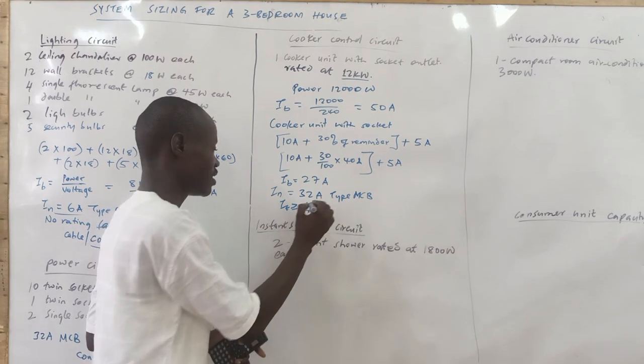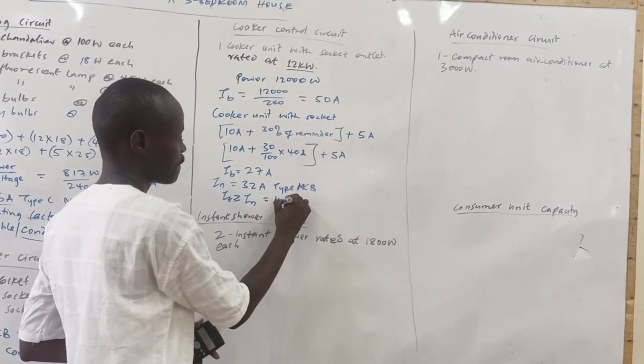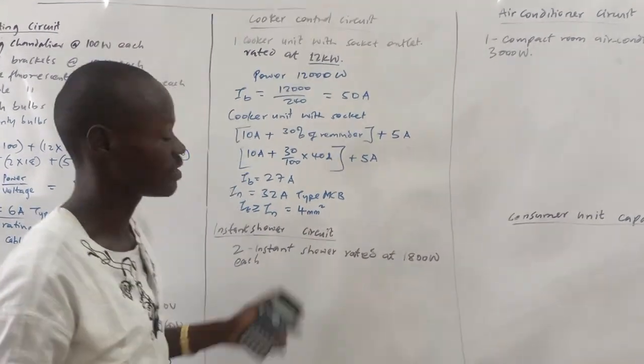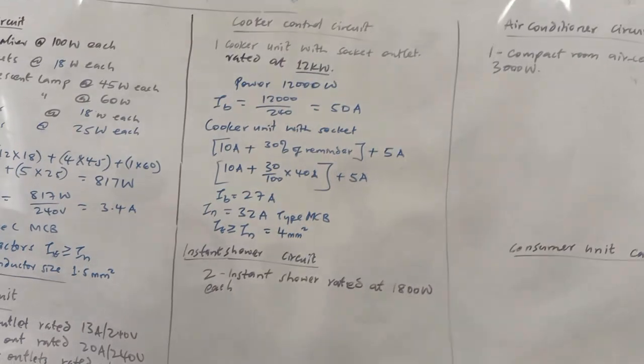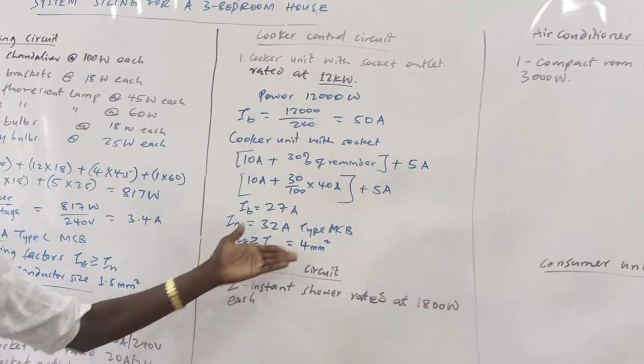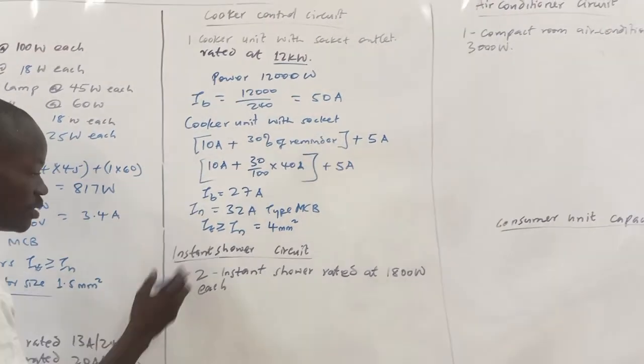So in this case, I link it together. This unit will be using 4 square. I don't think it will be 6. That should be the size of that cable. So the cable with 4 square millimeter single cable should be appropriate for this. And the same, we proceed quickly to the instant shower.